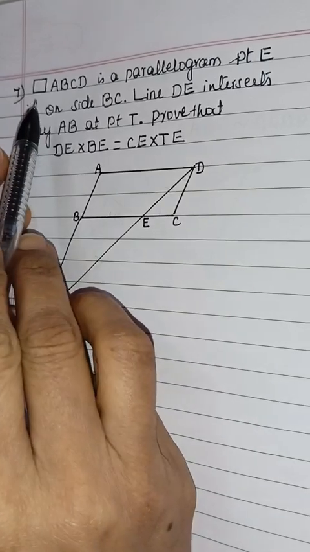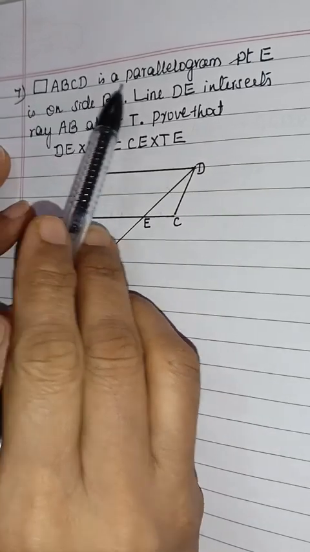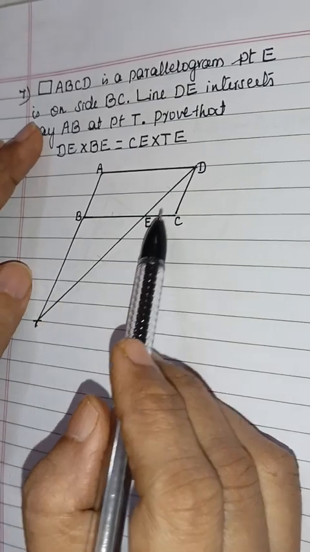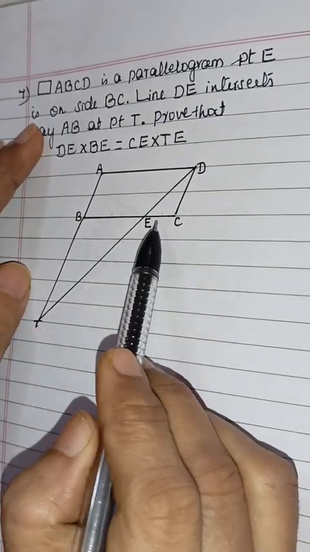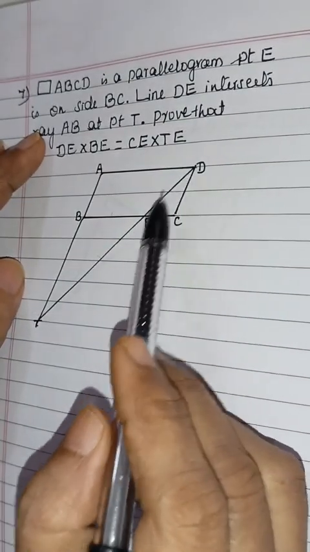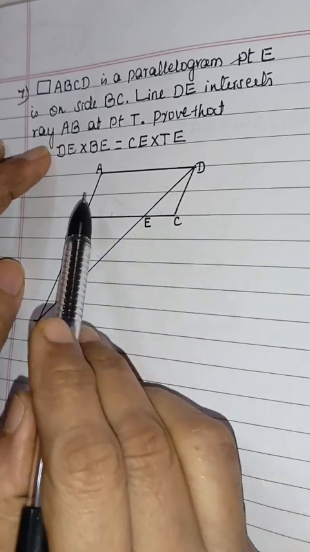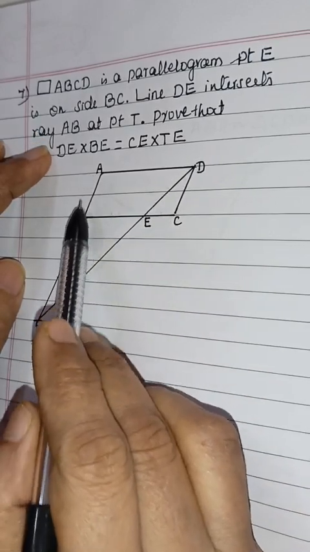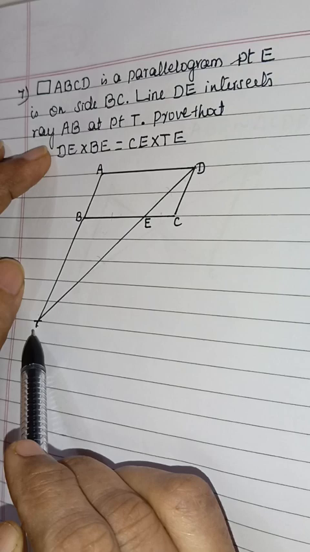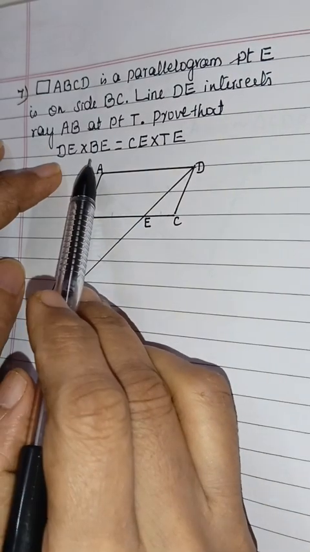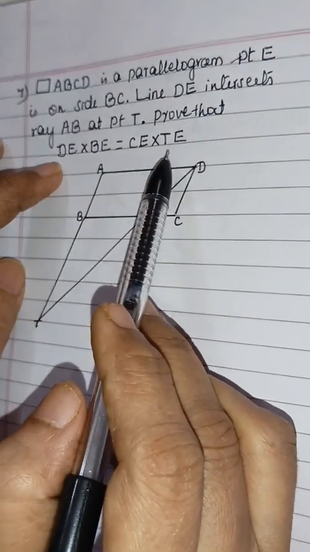Seventh one is: quadrilateral ABCD is a parallelogram, okay. Point E is on side BC. Line DE intersects AB at point T. Prove that DE multiplied by BE equals CE multiplied by TE.